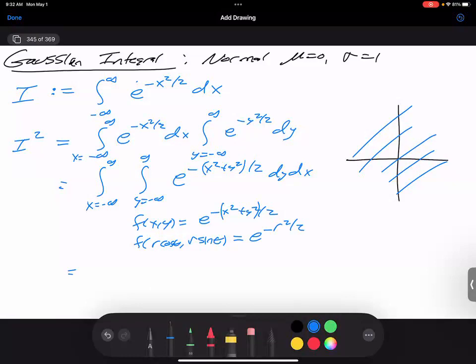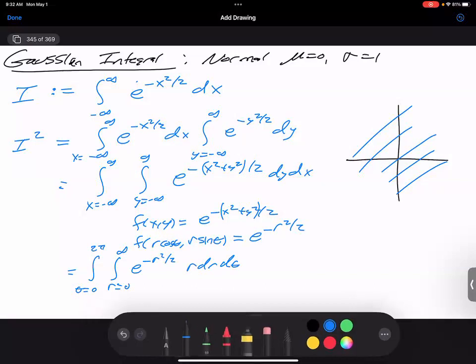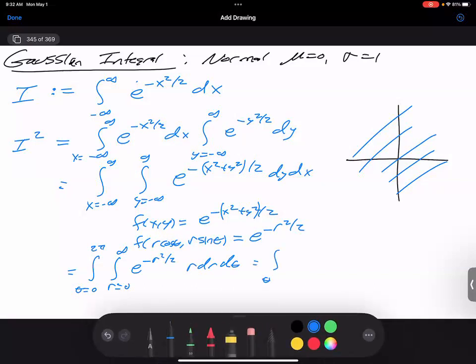So this integral is just going to be the integral of e to the negative r squared over 2 times r dr d theta. We're integrating over all of space, so theta goes from 0 to 2 pi. So this is the integral with theta going from 0 to 2 pi of d theta, times the integral with r going from 0 to infinity of e to the negative r squared over 2 times r dr. The theta integral is just going to give me 2 pi.